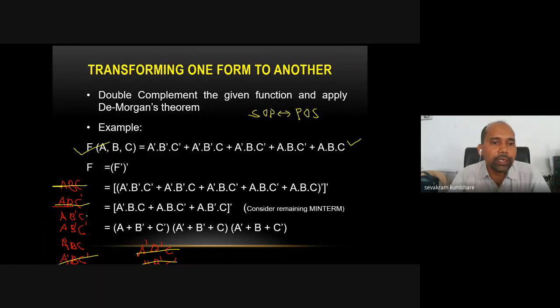Now the remaining 3 terms are A, B bar, C, A, B bar, C bar, and A bar, B, C. These are the complement of these terms. Got it? Yes or no?